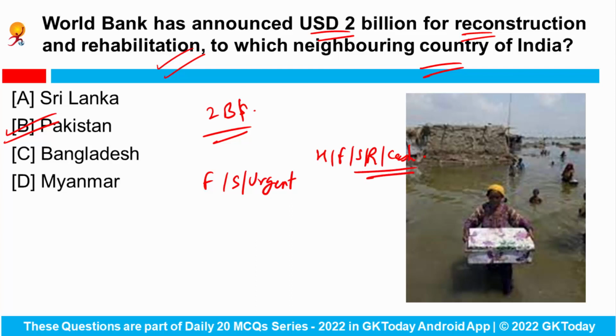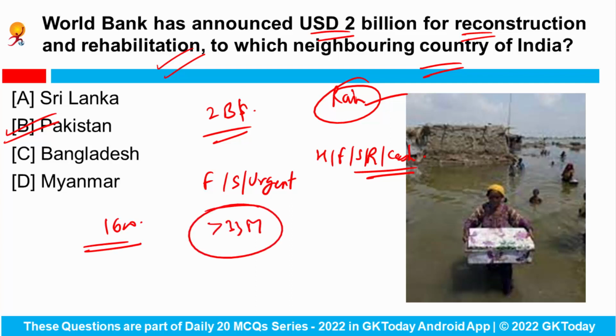And obviously we know that Pakistan has witnessed its worst flood that have been triggered by record rain in 3 decades. So over 1600 people have been killed till now and over 33 million were affected due to the massive flood. So World Bank has basically announced the $2 billion help for the country Pakistan.